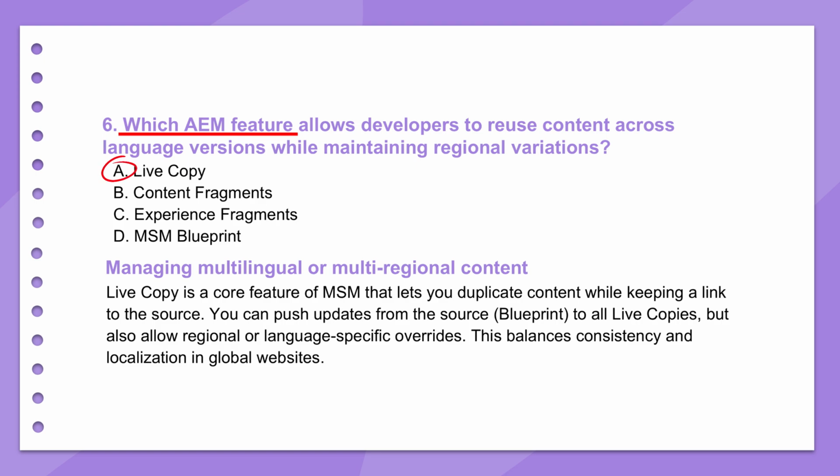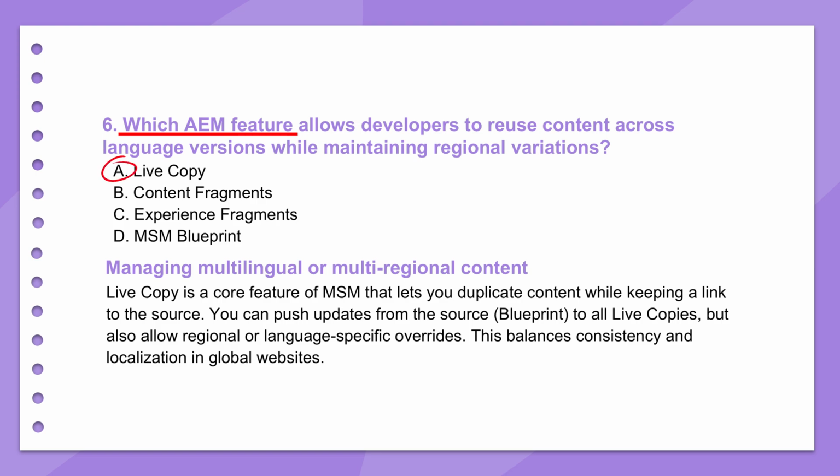Right. But, and this is the crucial part for regional variations, live copy lets you break inheritance for specific parts of the content. So you can make local changes in your French site or your German site, tailor it for that region while still getting the main updates from the blueprint. So you get both, central updates and local control. Exactly. It's a really efficient way to handle multilingual sites while still respecting those important regional differences. Okay, best of both worlds.